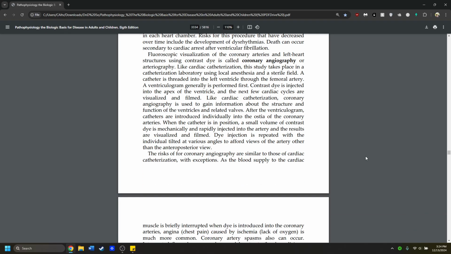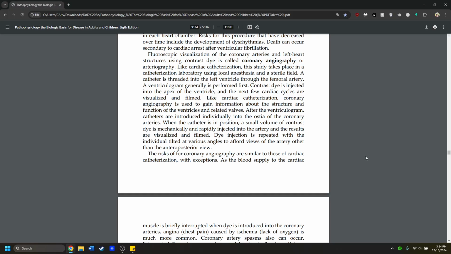Fluoroscopy visualizes the coronary artery and left heart structures using contrast dye, called coronary angiography or arteriography. Like cardiac catheterization, this study takes place in a catheterization lab using local anesthesia and a sterile field. A catheter is threaded into the left ventricle through the femoral artery. A ventriculogram generally is performed first. Contrast dye is injected into the apex of the ventricle, and the next few cardiac cycles are visualized and filmed.